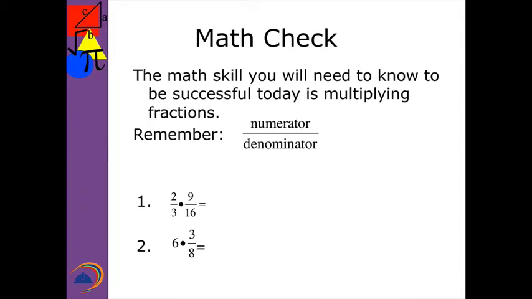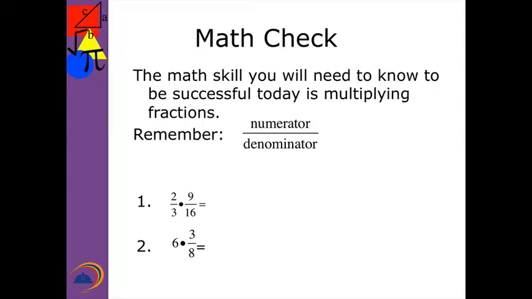The first thing we're going to do is a math check. The skill that you're going to need to be really successful today is to remember how to multiply fractions, specifically with canceling. So remember, the top of a fraction is called the numerator. The bottom is called the denominator. So teacher, pause the video and allow the students to work these on their note taker. Have them compare with their partner, and then call on non-volunteers for answers. And I will meet you back here in a minute.